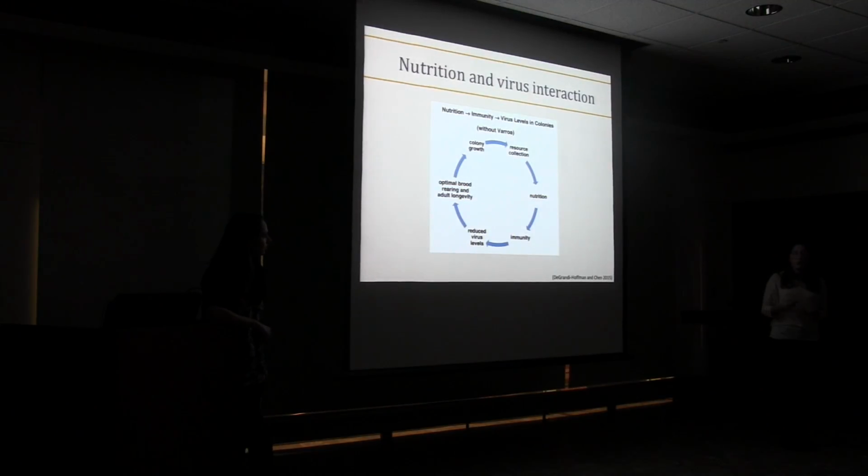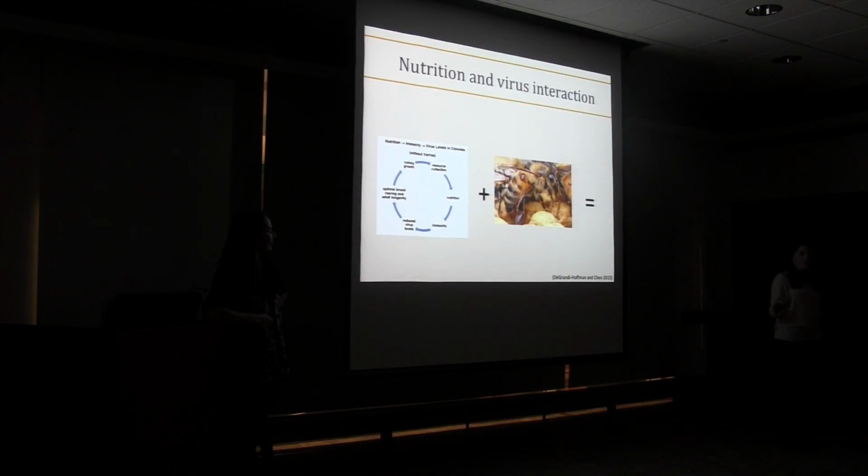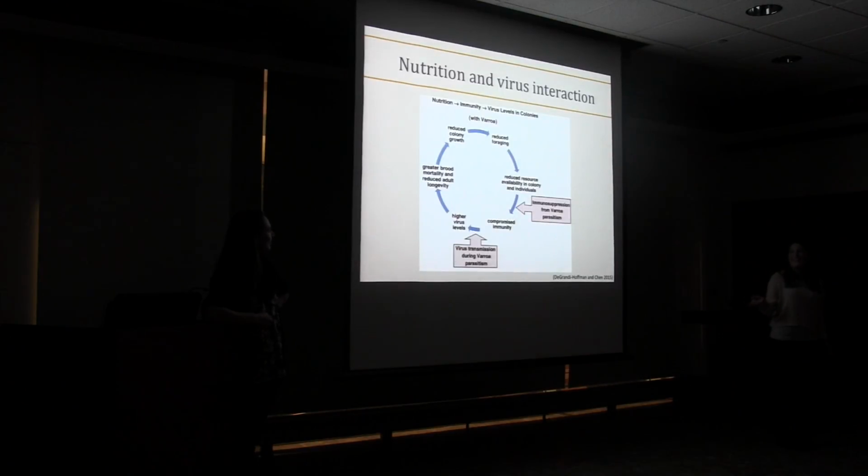And so, for example, in this study, they looked at the interactions between nutrition, immunity, and the varroa mite. So if you have good nutrition, you'll have good immunity. If you have good immunity, your colony can grow. However, if you add the varroa mite to this equation, the varroa mite will decrease your immunity in the bee. It'll also then result in increased viral titers and virus, and your colony is more likely to fail.